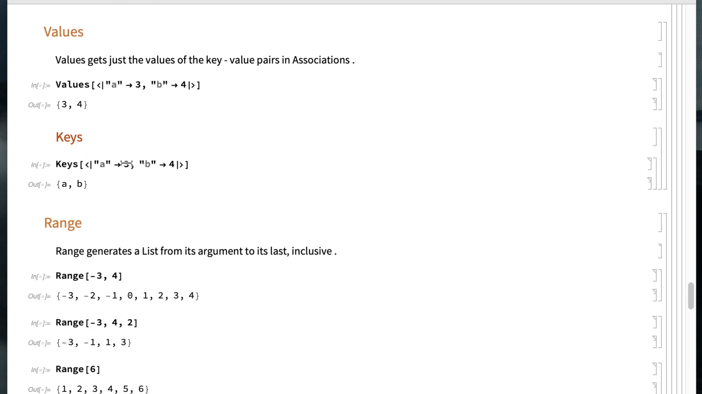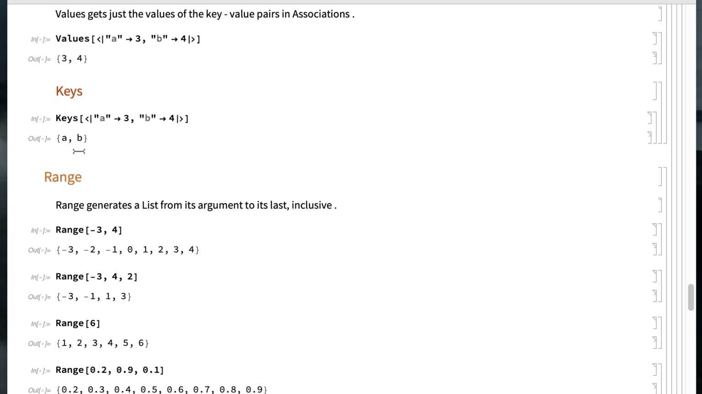Values. You remember associations are key value pairs. What if I just want the value part? That's what Values does. Here's our association. It's going to get the values out. Values has a cousin, Keys. Just get the keys out.